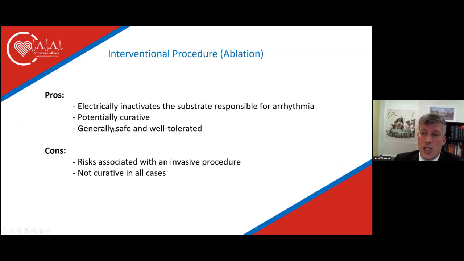And these procedures are generally safe and well tolerated. Now, the cons are that at the end of the day, even if it's a safe procedure, it's still an invasive procedure, and bad things can happen, and there are associated risks with the procedure. And in some cases, the procedure is not curative.